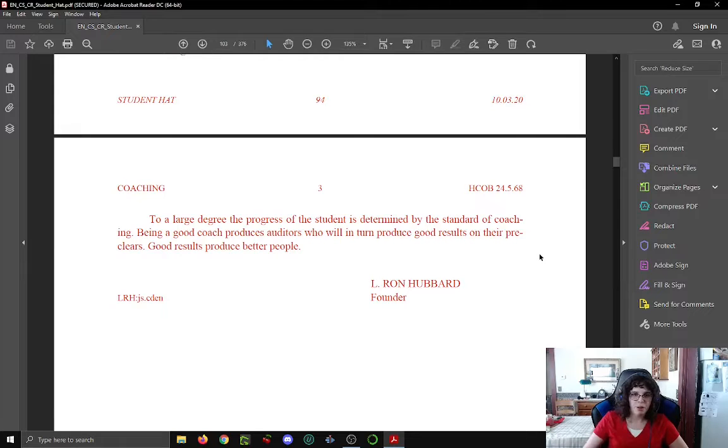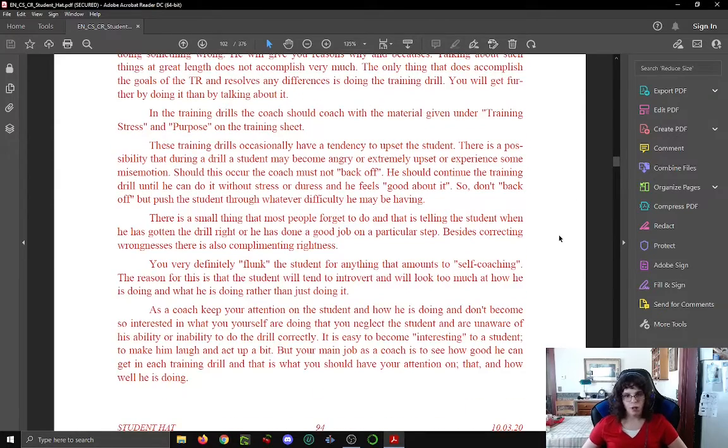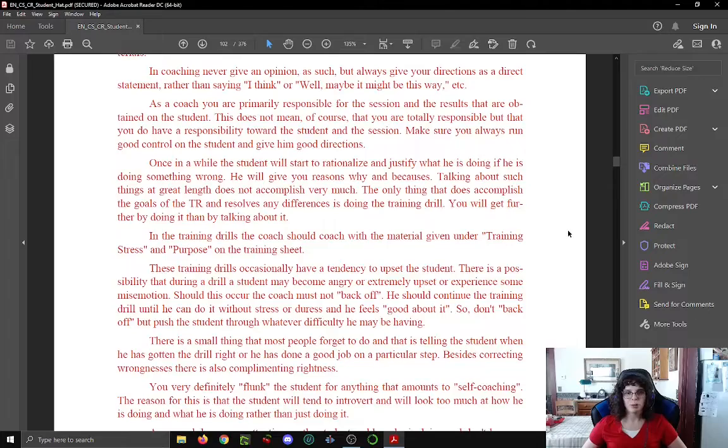To a large degree, the progress of the student is determined by the standard of coaching. Being a good coach produces auditors who will in turn produce good results on their pre-clears. Good results produce better people. It's about being a good coach, flunking when they need to be flunked, complimenting them when they're doing stuff right.